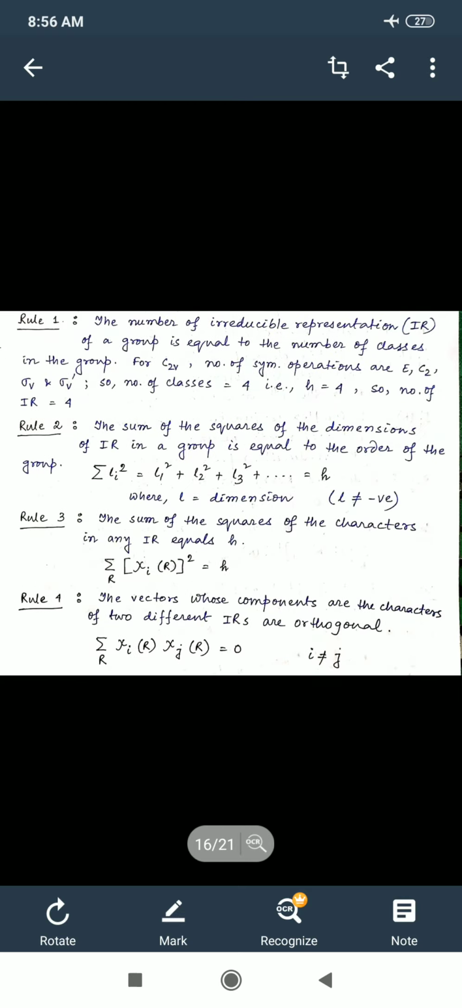Next I am coming to rule number 2, the sum of the squares of the dimensions. The sum of the squares of the dimensions of the irreducible representations in a group is equal to the order of the group. I had already said that in the case of C2V the classes and the order are the same, so the order of the C2V point group is equal to 4. So if I check rule number 2, the sum of the squares of the dimensions of the irreducible representations is the order of the group.